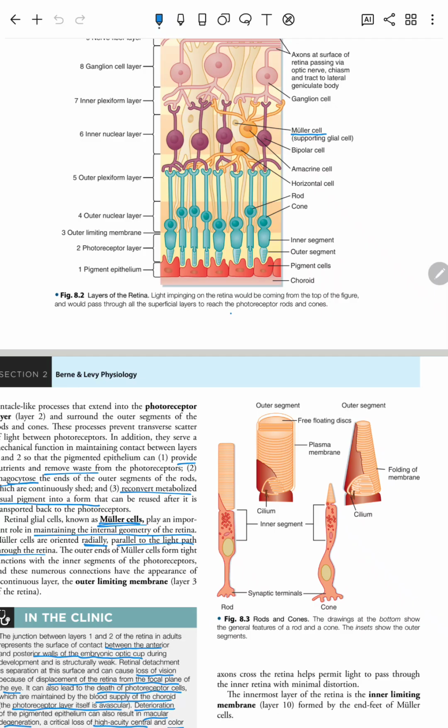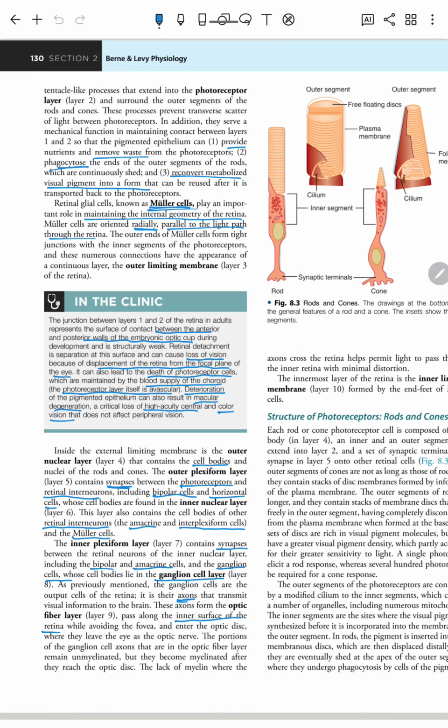Then again in the inner plexiform layer we are seeing the synapses. Here also, the outer plexiform layer has synapses, then cell bodies in the inner nuclear layer are of the bipolar cells and Muller cells. Then in the inner plexiform layer again we are seeing synapses between the retinal neurons of the inner nuclear layer, including bipolar and amacrine cells, and the ganglion cells whose cell bodies lie in the ganglion cell layer. The next is layer 8, the ganglion cell layer.